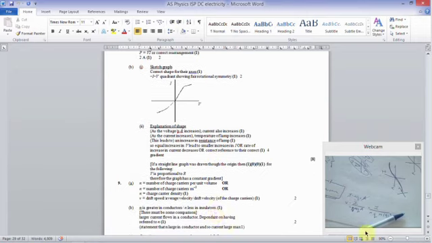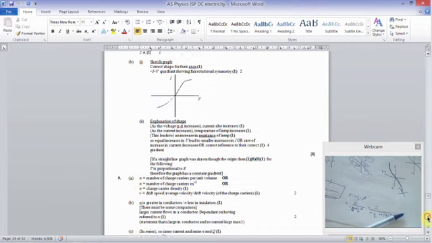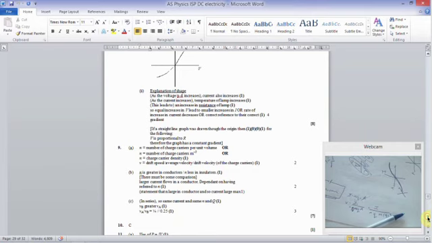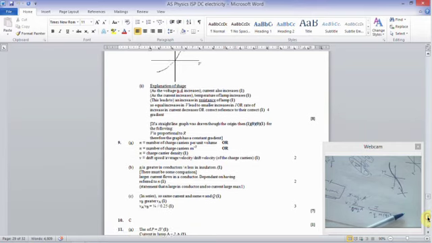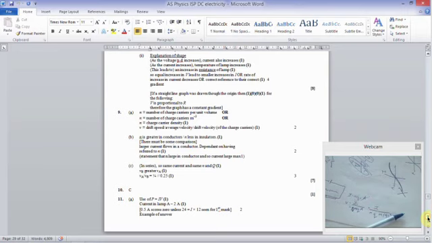n and v as we went through: charge carrier density, or number of charge carriers per unit volume. Either of those is fine. So like I said, n in conductors is greater, n in insulators is less, so larger current flow in a conductor. Straightforward as that. It's dependent on getting that first mark though. So if you didn't get that, you won't get the other one.